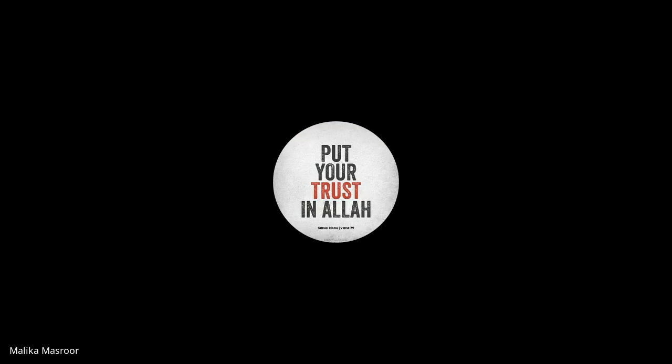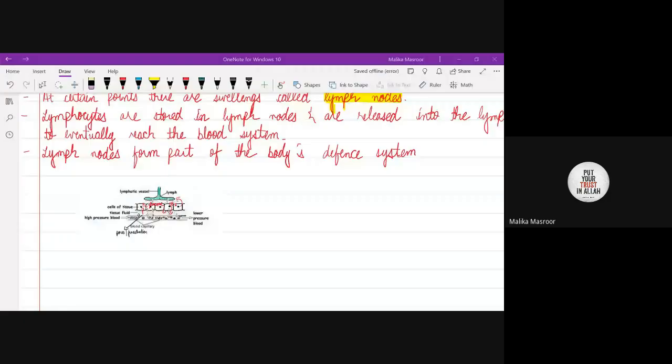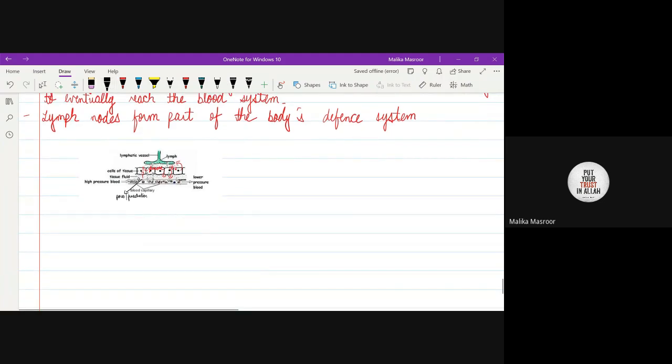So last class we ended our discussion on tissue fluids, and today we have to start from arterioles, shunt vessels, and venules. And then we'll move on to blood. Let's finish this chapter today, inshallah, because it has been going on for long. Okay, let's start our discussion from arterioles, shunt vessels, and venules.